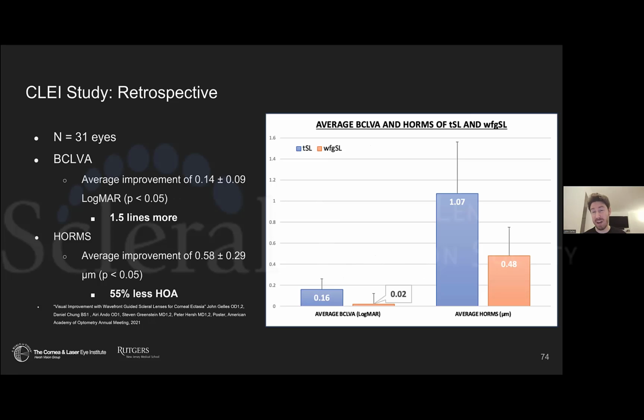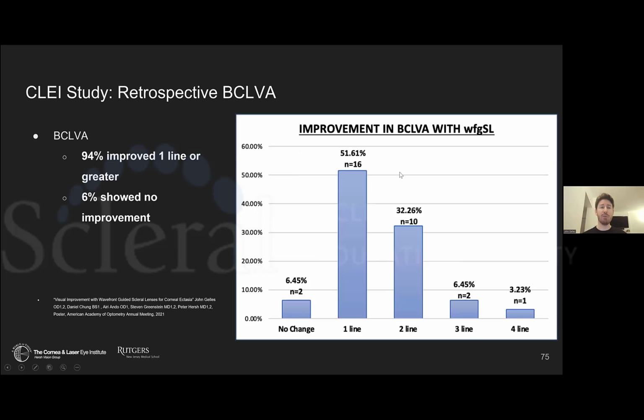We could see that they improved about 1.5 lines, and their higher order aberrations reduced by about 55% compared to the traditional optics on a lens. If we look at their best corrected visual acuity of this cohort, 94% of the individuals improved 1 line or more. If we looked at those individual eyes, only 6%, or 2 eyes, showed no change in visual acuity.